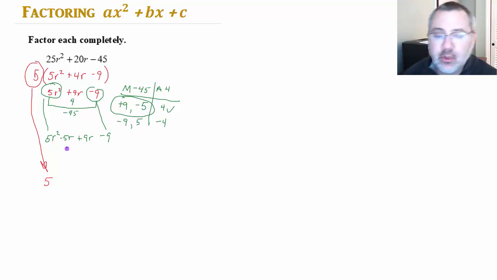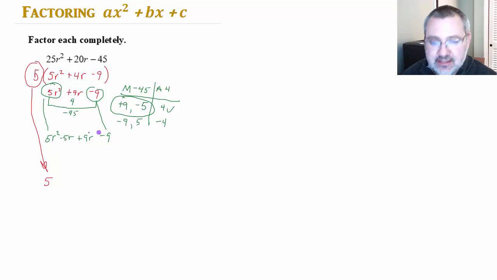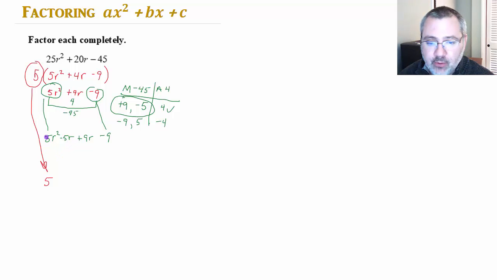Now whenever we have 4 terms, we're going to factor by grouping. We're going to do this in this episode as well as you'll see in another episode. So I'm going to group the first two together, 5r squared and negative 5r, plus 9r minus 9. If this was a minus, I would suggest putting the minus on the inside and putting a plus between. We always want a plus sign right in here.